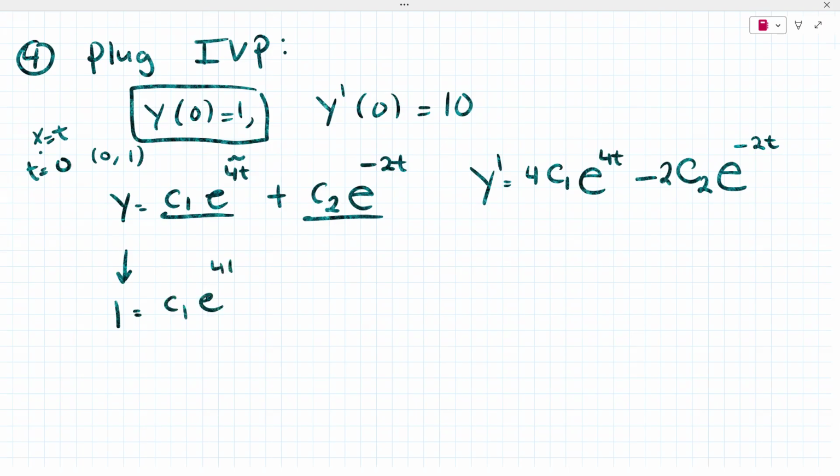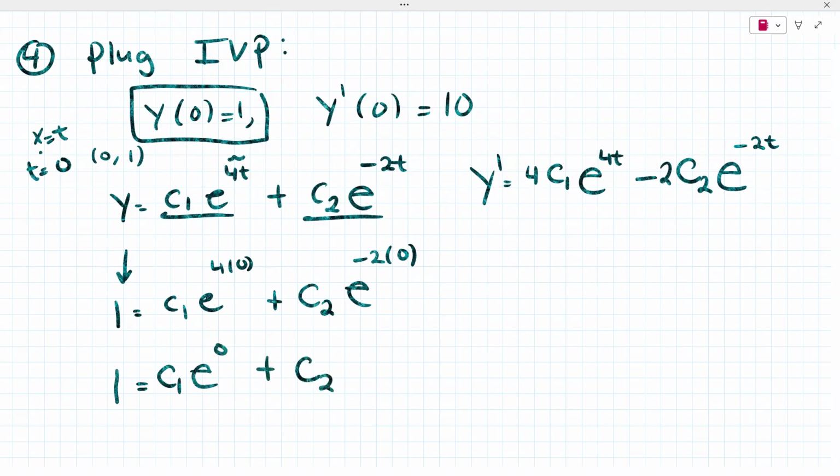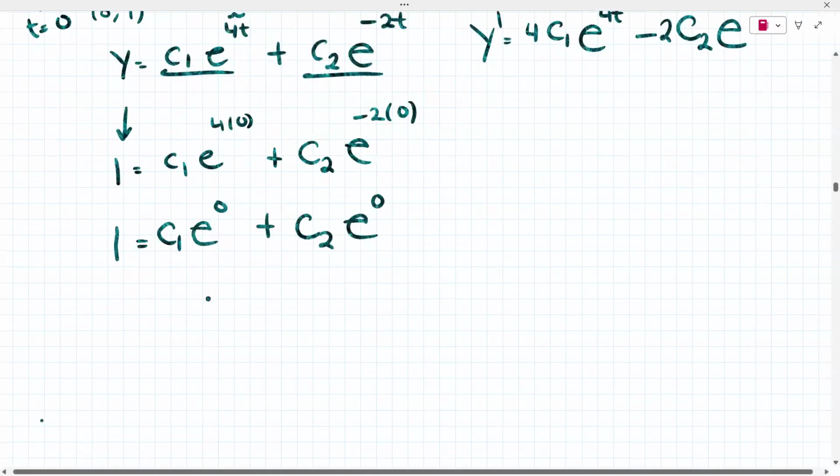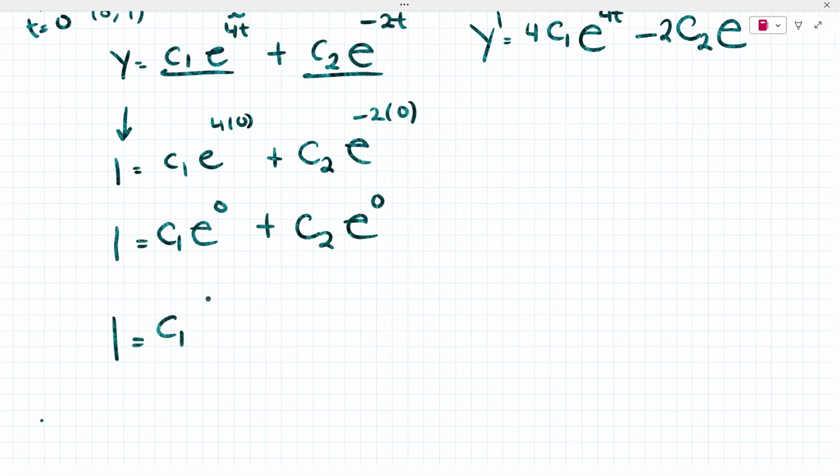So it's going to be c1e^(4 times 0) plus c2e^(negative 2 times 0). That's going to be 1 equals c1e^(4 times 0), which is 0, plus c2e^(negative 2 times 0), which is 0. Guess you can try to clean this up. What's e raised to the 0? It is 1. So this is just c1 plus, what's e raised to 0? That's 1, so that's c2. Okay, so that's one of our system equations.